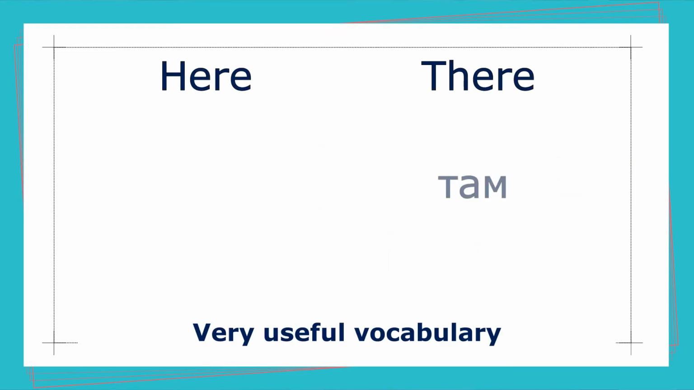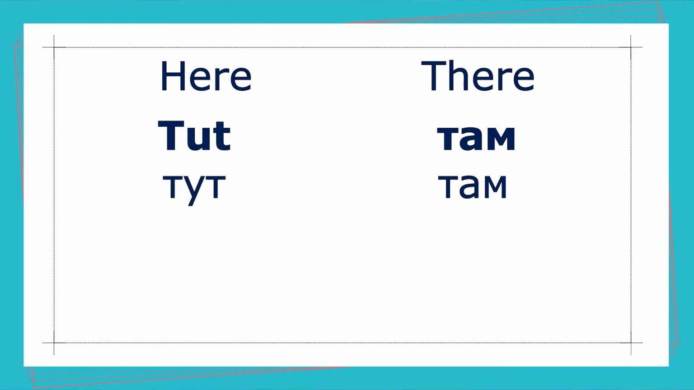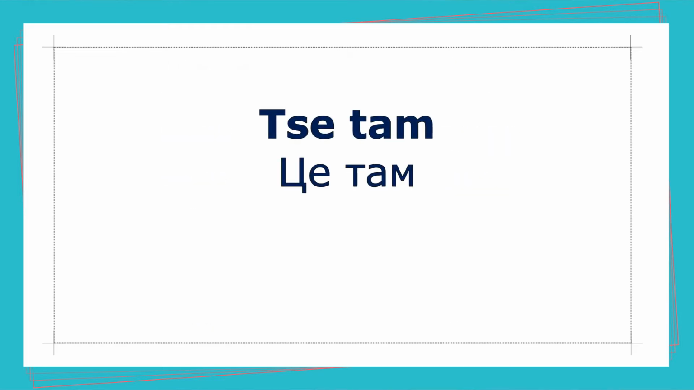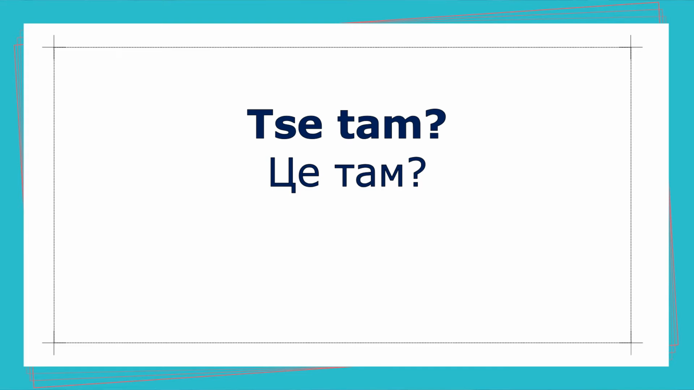There is Там. Here is Тут. Це там means it is there. But you can change Це там to a question with your intonation. So how do you ask, is it there?